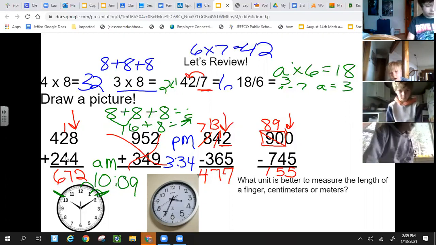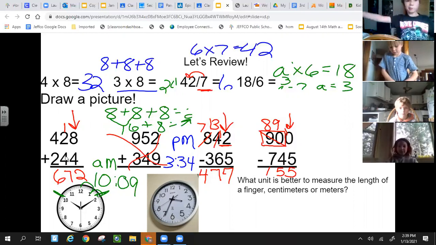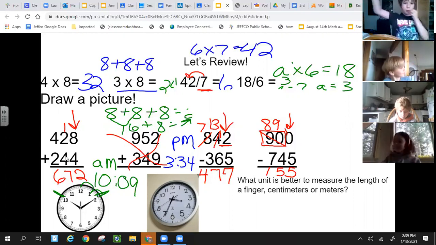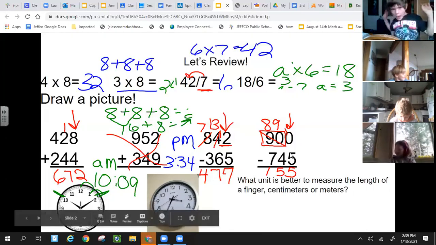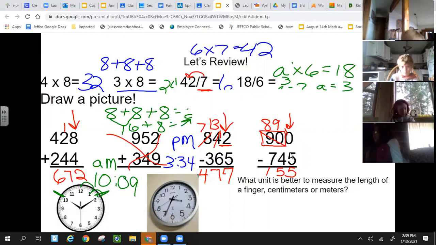Stand up if you think you should use a big meter stick to measure the length of your finger. Oh, I hope nobody's standing for meters. Think about it. A centimeter is about the width of your fingernail, right? A meter stick is about 3 inches longer than a yardstick. So it's about this big, right? A little over 3 feet.